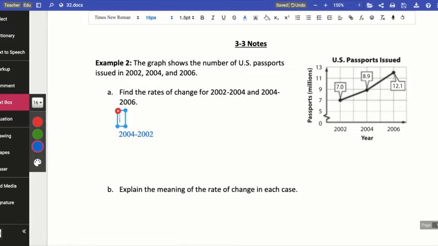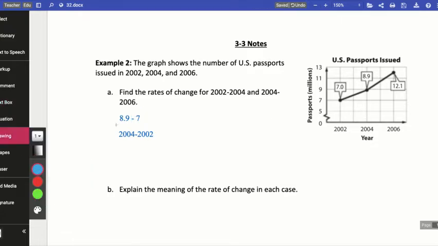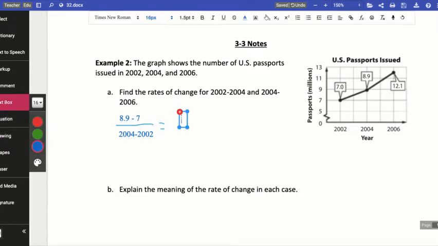And our y values were passports in the millions. Now I'm still going to use 8.9 minus 7. I'm just going to remember that later I will need to convert that to millions. And I'm going to show that I'm dividing that rate of change. And 8.9 minus 7 equals 1.9. And 2004 minus 2002 equals 2.